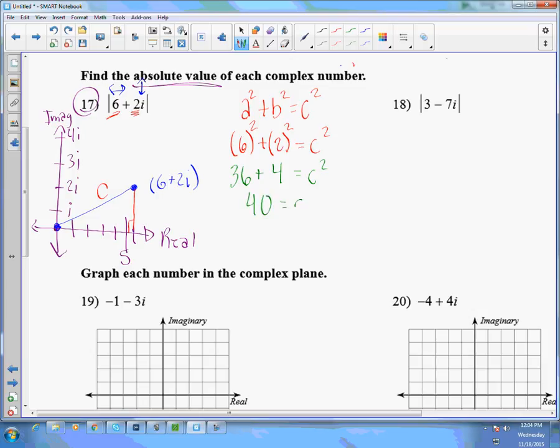40 equals c squared. Are we done? Right, because we don't want c squared. We want c. So it's the square root of them. C equals the square root of 20. But just like we did last time, whenever you have a square root, you must check and see if it's simplified. I know the square root of 20 is not perfect.